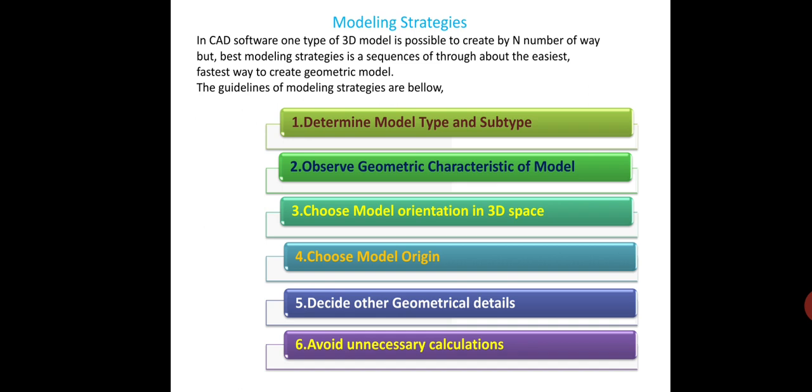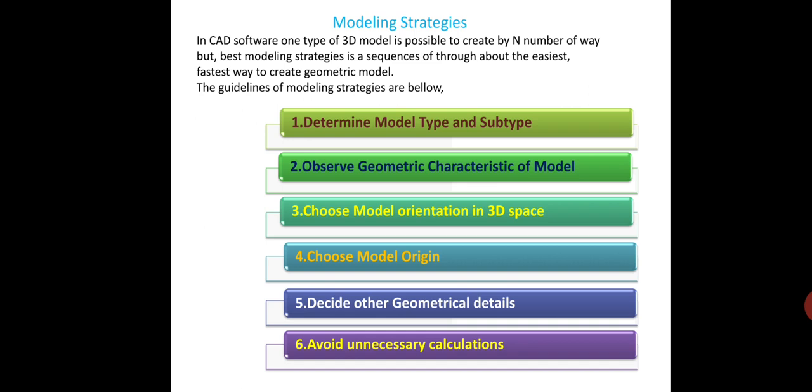Second, we have to observe the geometric characteristics of the model. Is the model symmetric with respect to one plane or more? If so, a CAD designer can construct only half of the model and then use the mirror command to create the full model. The translate and rotate commands can also be used in this case.